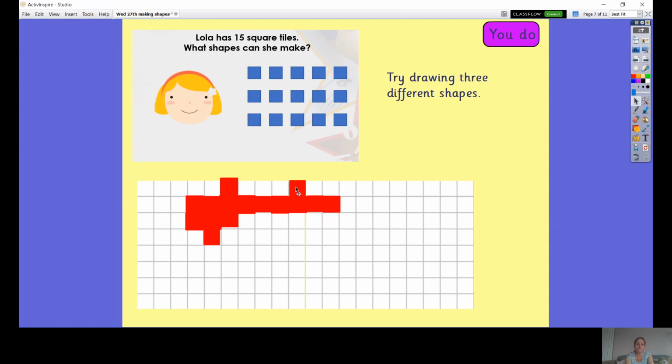There. It's like a crocodile now. Now I'm going to take that one, I'm going to put that one up there. Okay, so she can make loads and loads of different shapes, and they've all got the same area of 15. Okay, but they're just all different shapes, making up different patterns.